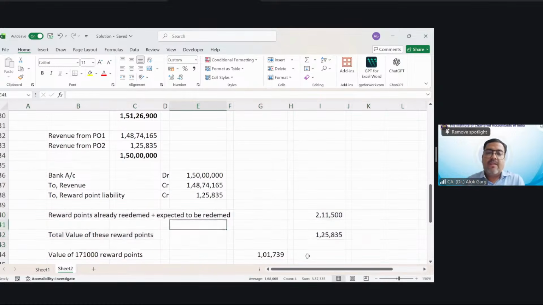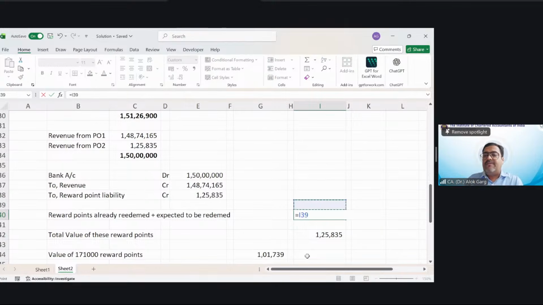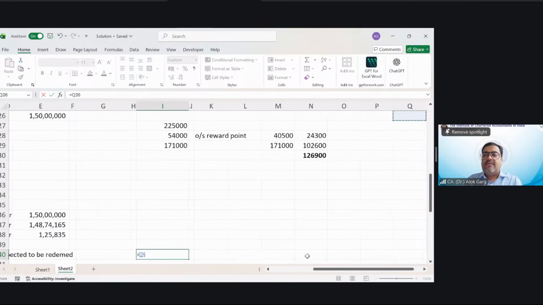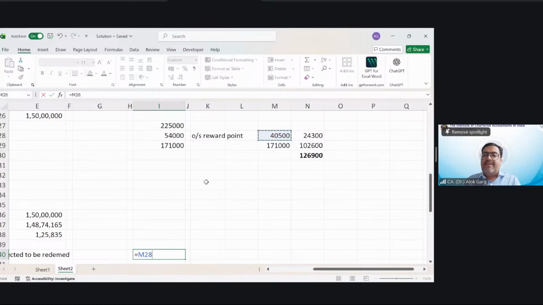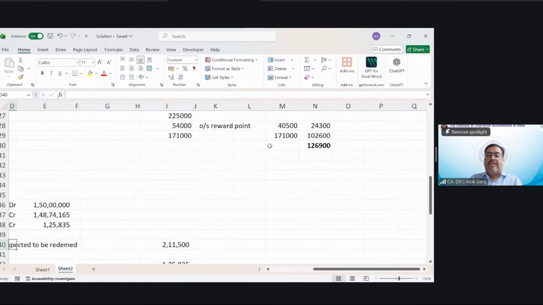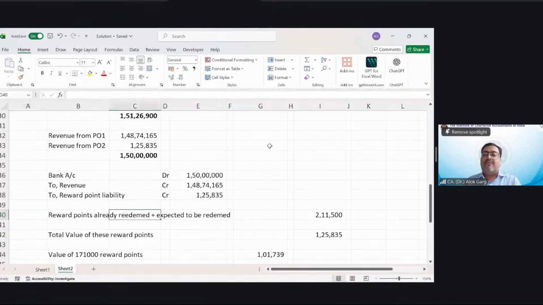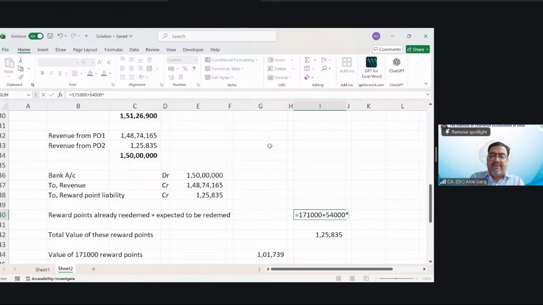Now moving further. What is my reward point already redeemed plus expected to be redeemed? This one. It is 40,500, which is 75% of 54,000, plus 1,71,000, which is 2,11,500. Sir, how did this 2,11,500 come? 2,25,000 was total, outstanding was 54,000, meaning 1,71,000 is already redeemed. And 54,000 multiplied by 75%.